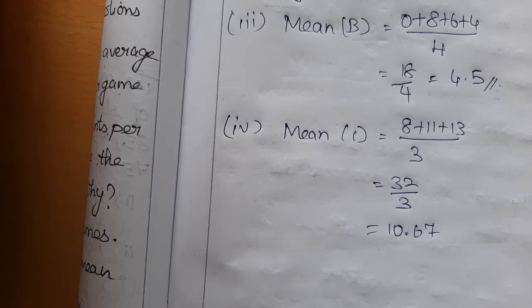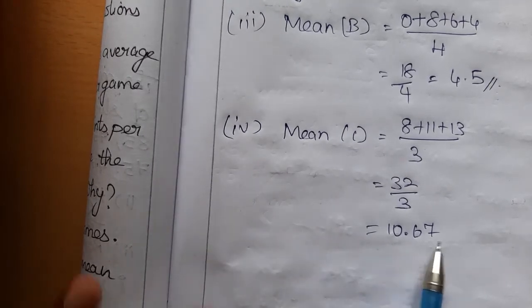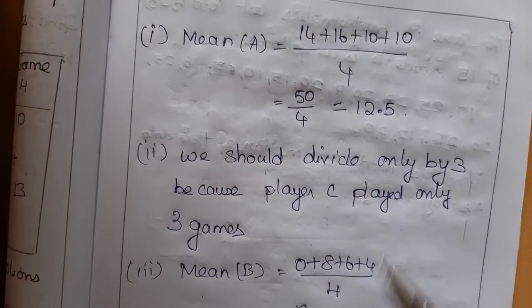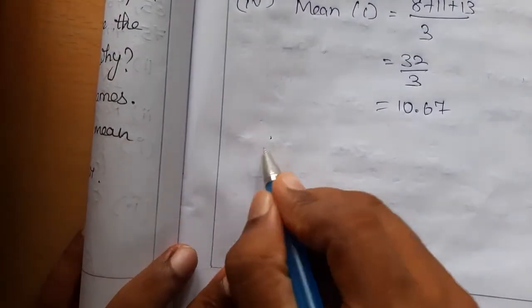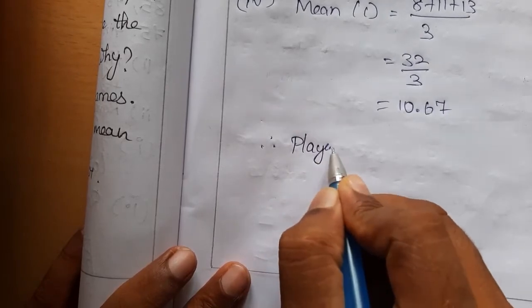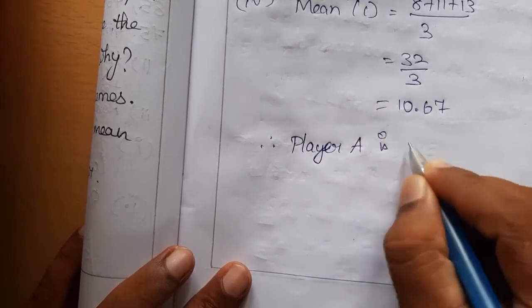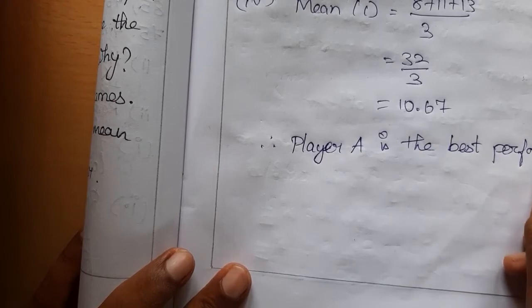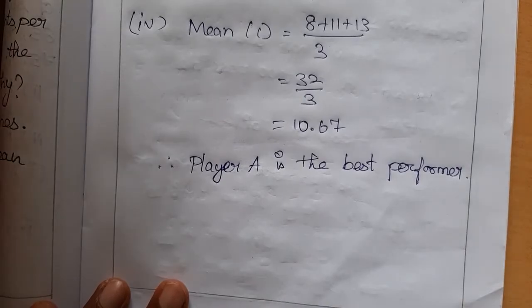Now will you say who is the best player, best performance? So which mean is greater, that is the best performance. Mean C is 10.67, mean B is 4.5, it is little poorer than C. Mean A is 12.5, which is greater. So therefore A is the best performer. So player A is the best performer.